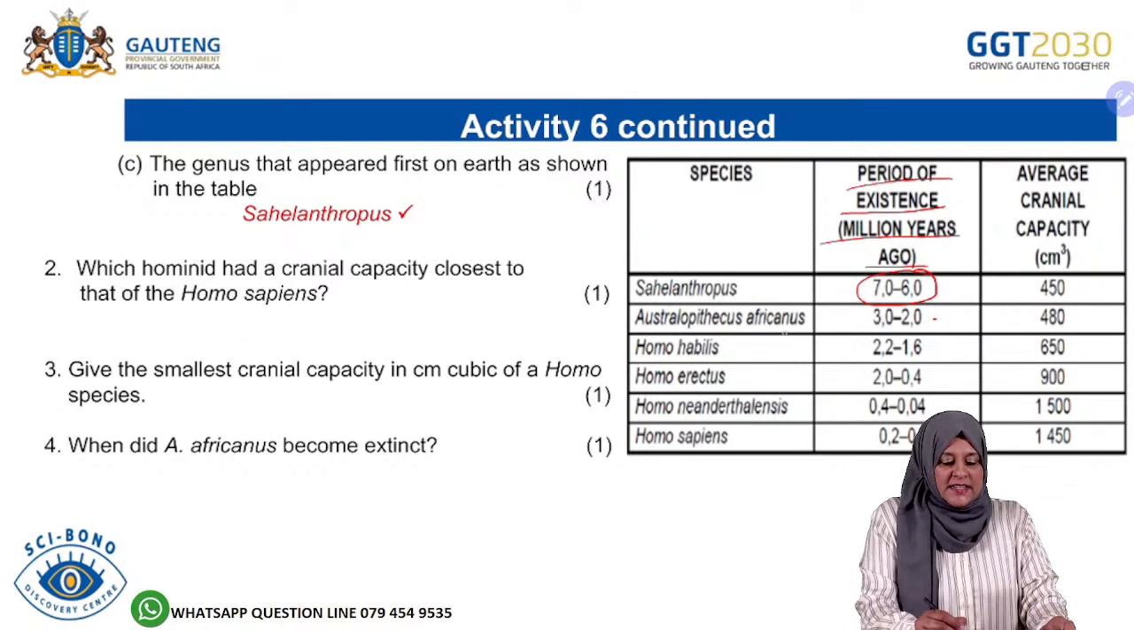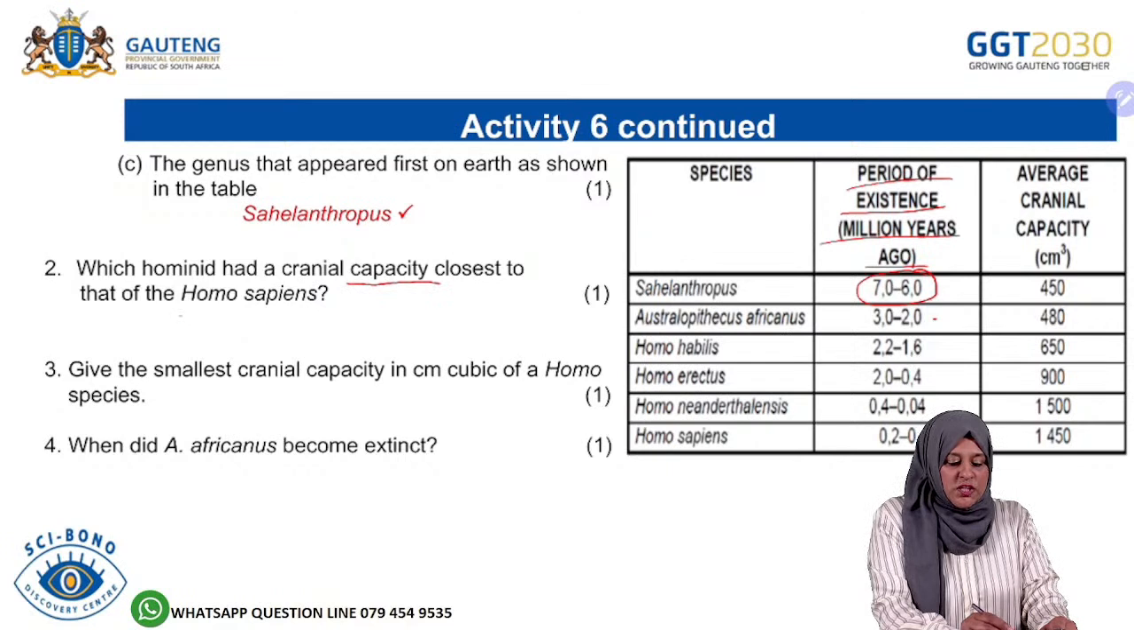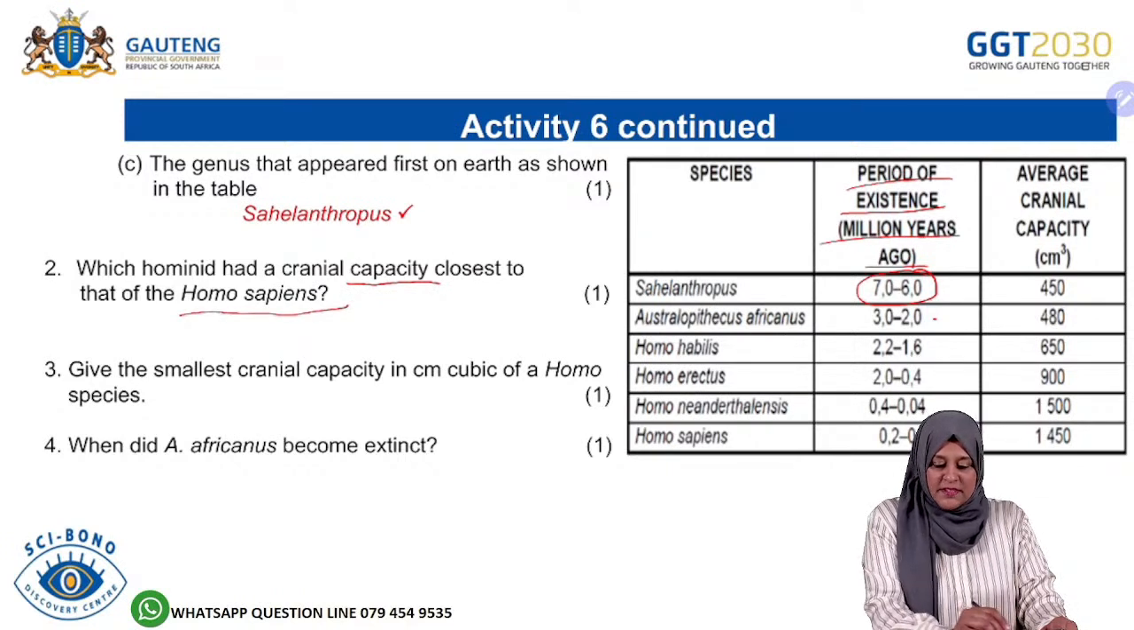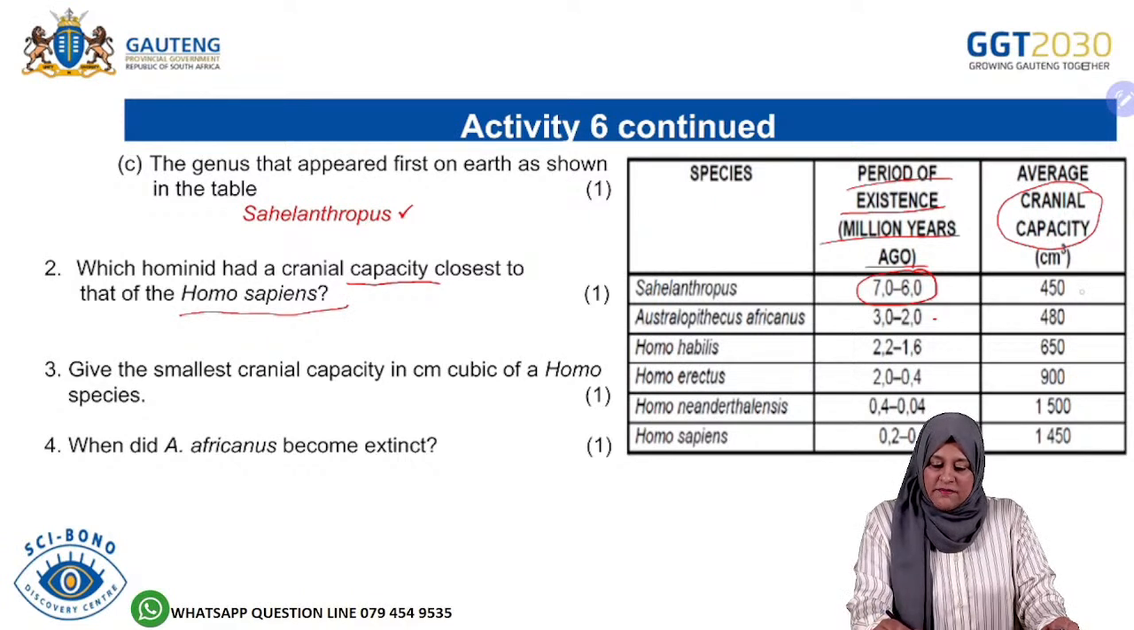Which hominid had a cranial capacity closest to that of the Homo sapiens? Now we're looking at cranial capacity. Right, 480, 650, 900, 1500, and Homo sapiens is 1450. Therefore, this one, Homo neanderthalensis, is the one that has the closest cranial capacity to the Homo sapiens.